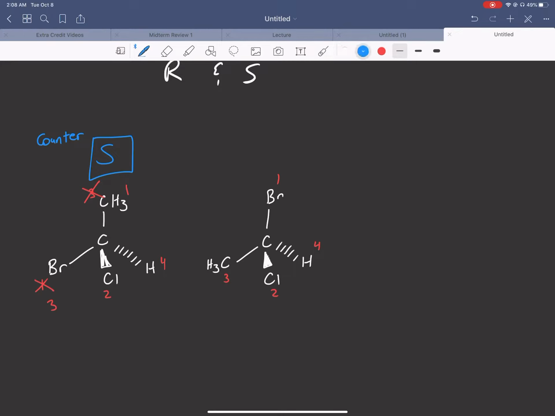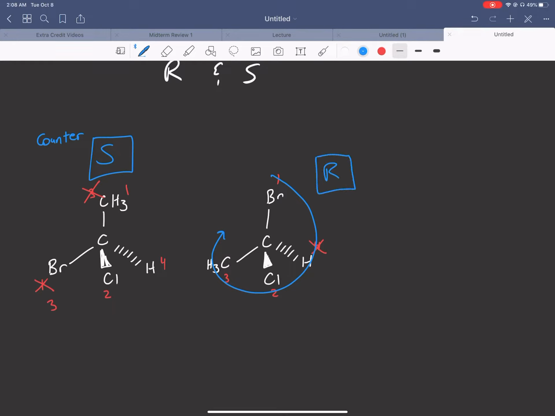Our lowest priority group is still dashed, so we don't have to worry about any weird things here. This is our easiest way of assigning R and S. Let's cross out 4 and draw the arc from 1 to 2 to 3. And this is clockwise now. So this configuration is now R.